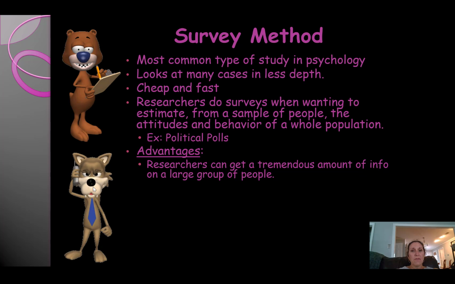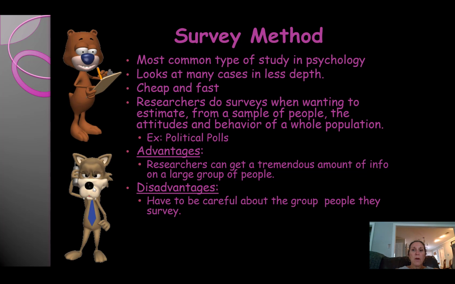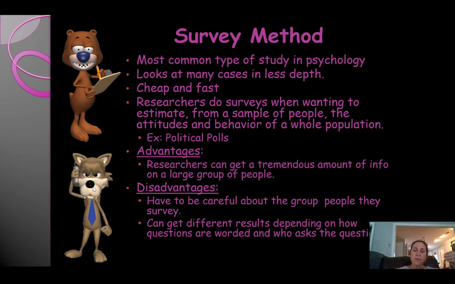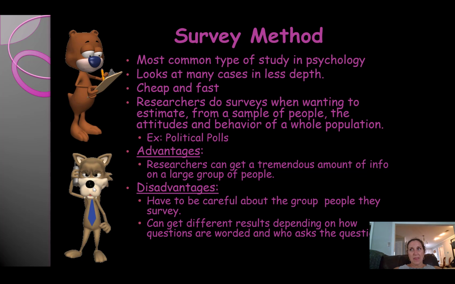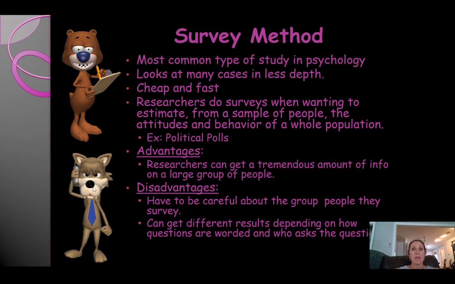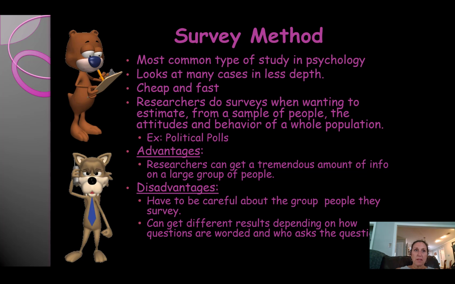Researchers can get a lot of information from a lot of people quickly, but you have to be careful about the group that you survey. You can get different results depending on how the questions are worded or who asked the questions as well. So as far as the group of people, if I take 10,000 people and they're all white men, they're going to give me a different response than if I take 10,000 people of all different sexes, of all different ethnicities. So you have to be careful about the group of people you're surveying. Okay? You need to make sure that it is reflective of the population as a whole.